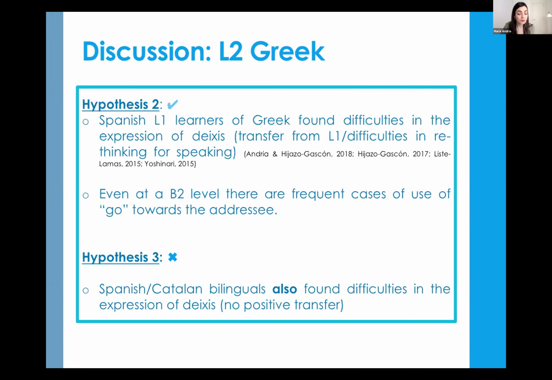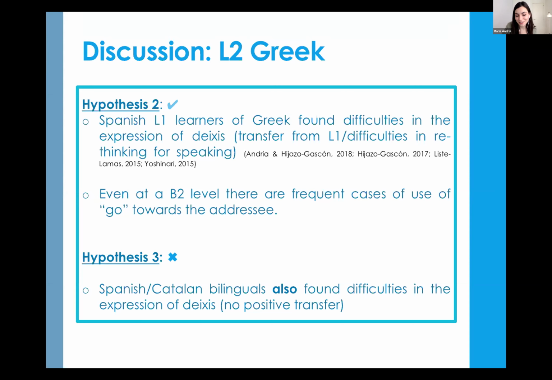As for the last hypothesis, we were expecting that there would be some positive transfer for the Catalan-dominant bilinguals because of the similarities that their deictic motion pattern shares with Greek. Well, actually, this hypothesis was not confirmed since these learners also found difficulties in the expression of deixis. That was a very interesting finding for us.